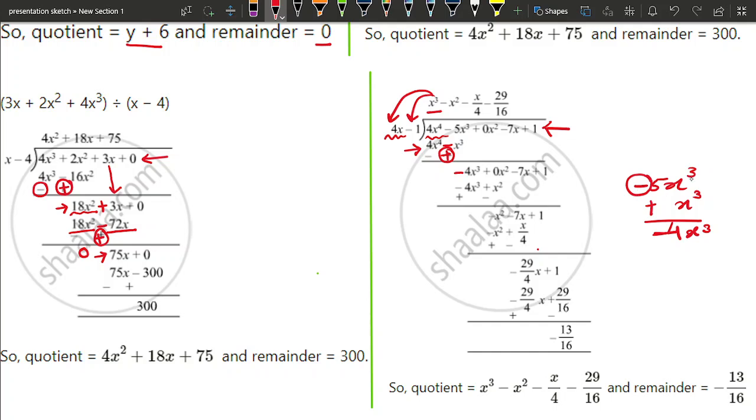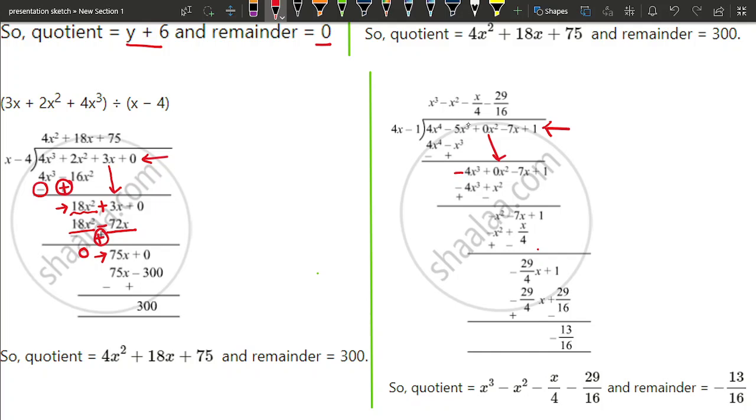So be careful whenever you are carrying out such a type of summation. Then take down the 0x square. Now this term is actually nothing but 0, but still you have to carry on with the division, because you will understand what I mean when I explain it further.